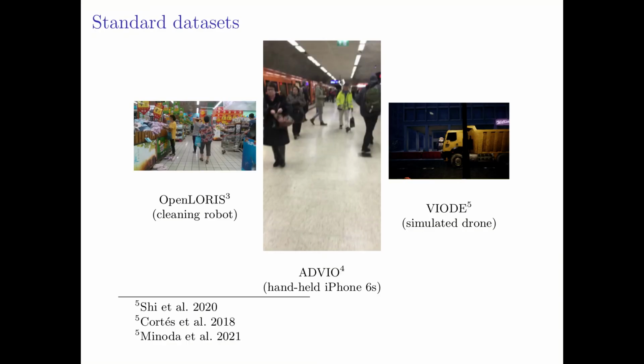To evaluate the performance of our system, we use sequences from three diverse datasets. The first is a sequence from the OpenLORIS dataset that was captured in a supermarket from a cleaning round robot. The second is a sequence from AD-VIO that was captured in an underground metro station from an iPhone 6s. The third is a sequence from the VIODE dataset that was captured in an outdoor simulated city environment. While we used the ground truth road segmentation masks that were available for the VIODE sequence, for the two real-world sequences, we used plane segmentation masks from an off-the-shelf plane segmentation model with little tuning.